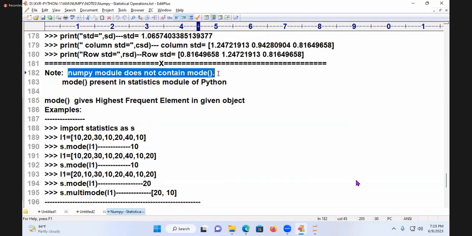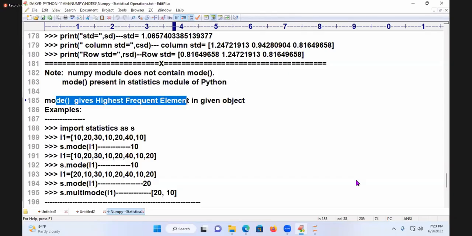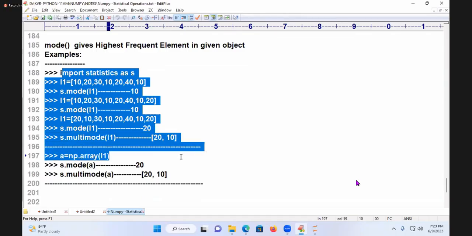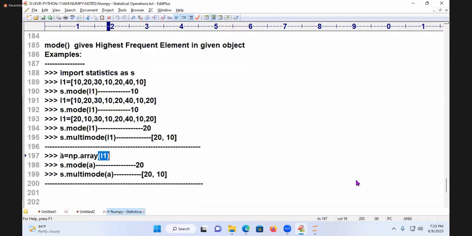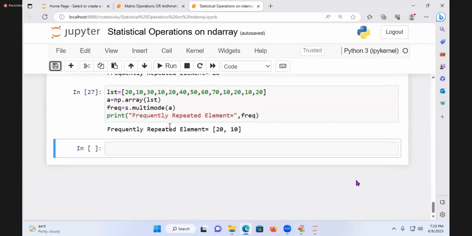NumPy module does not contain mode. Mode is present in the statistics module of Python. Mode gives you the highest frequent element in the given object. See that? Mode, multi-mode. Multi-mode converted a list into an ND array, and on the ND array also multi-mode is applied. Okay now students? Whatever is there in our documentation which I explained, the same thing is there in the example also. And I am giving this example screen for you, what you worked on. Okay now? Easy? Difficult? Easy.